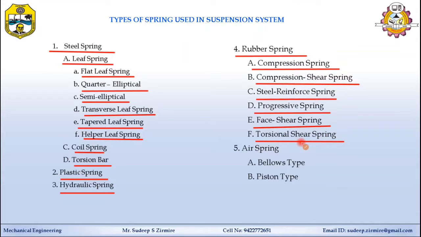And the last one is the air spring, which means air is inside. The first one is the bellows type air spring, and the second one is the inverted piston or piston type air spring. All the remaining springs apart from the leaf spring we are going to learn in this topic, because all the leaf springs we already studied in the last topics.